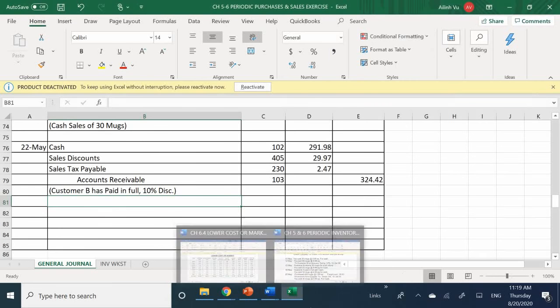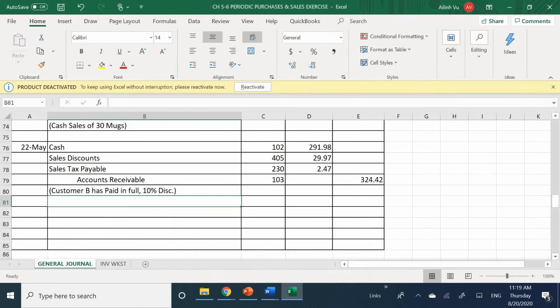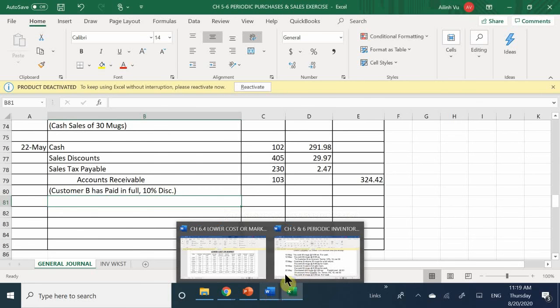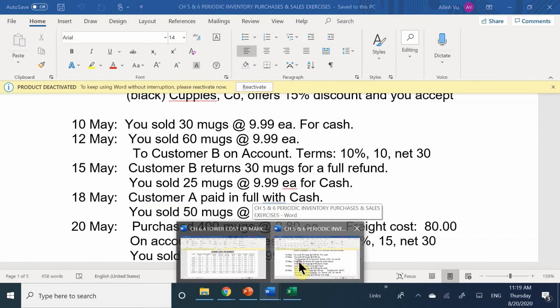Okay, any questions on this specific portion on sales discounts when we give terms? Not from my end. Okay, so let's go ahead and continue our scenario.